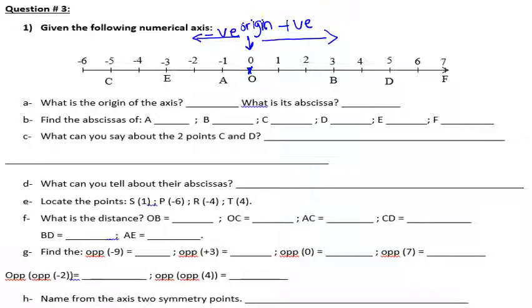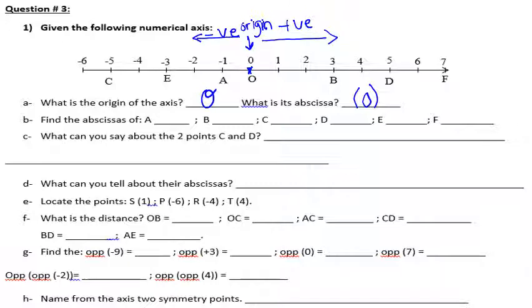Now, in part A, what's the origin of the axis? The origin of this axis, as we said, is point O. What is its abscissa? Always the abscissa of the origin is 0. Don't forget that we write the abscissa between parentheses. Now on this axis we are given points A, B, C, D, E, and F. We should find the abscissas of these points.